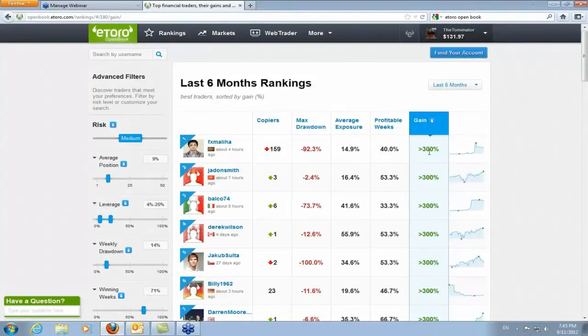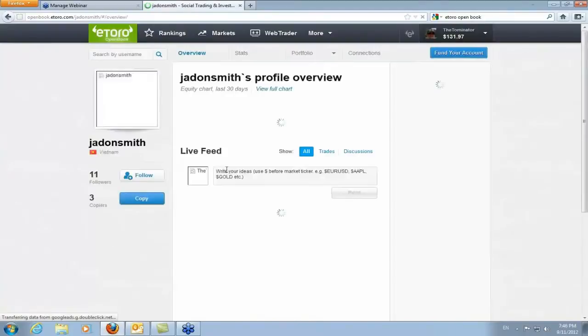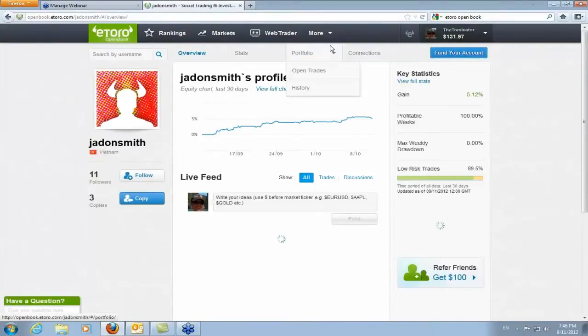But look at this. This is interesting. Percentage of gain, 300. Profitable weeks, 40. Average exposure, 14.9. Max drawdown, a little too harsh for us. This is something which is much more conservative. This trader. Let's see. Let's go into his profile and discover how he created this wealth.